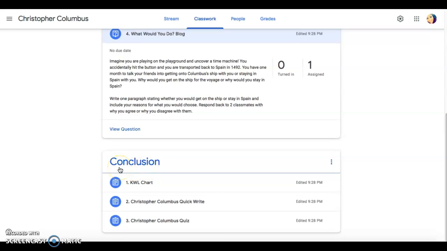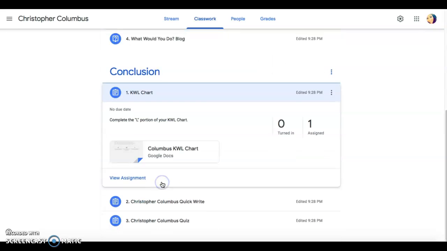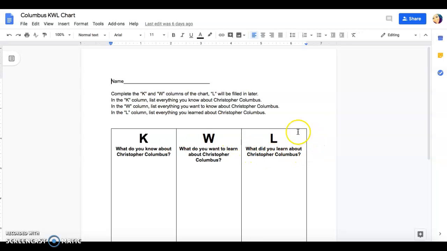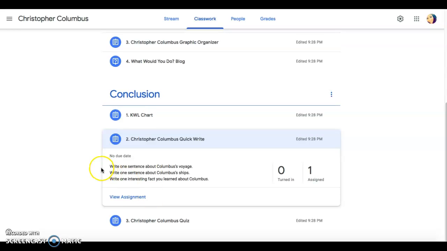The final section is a conclusion. For the first assignment, they're going to go back to the KWL chart and complete the L column. So, what did you learn about Christopher Columbus? This gives them a chance to think about everything they learned and write it down, and then they're also going to do a quick write, which is more structured. They're going to write one sentence about Christopher Columbus's voyage, one sentence about his ship, and then one interesting fact that they learned. This gives them something more structured, and I want to know if they know what was taught.